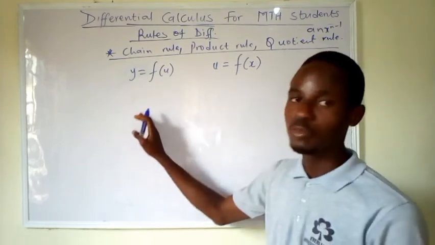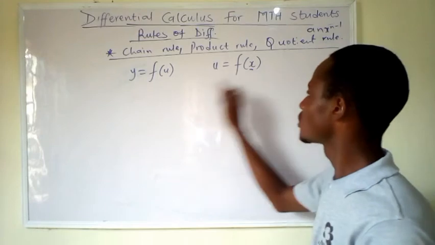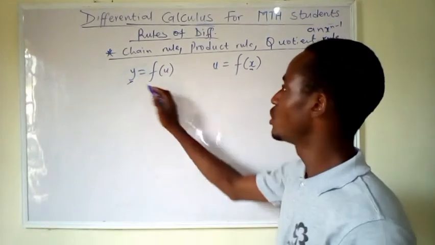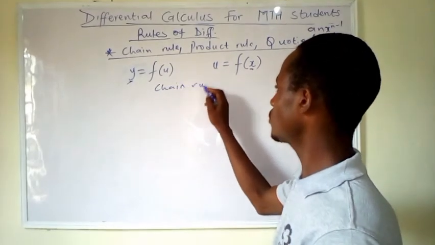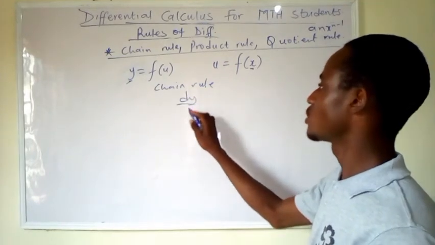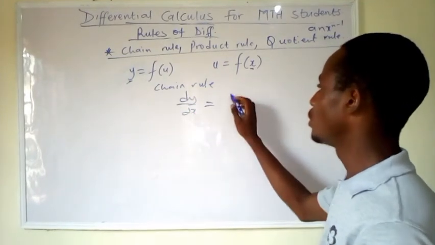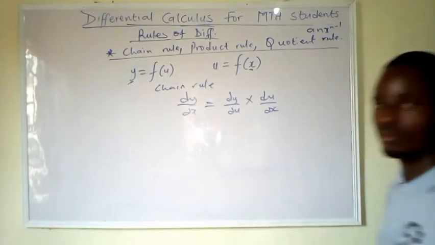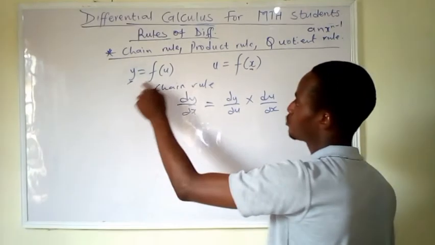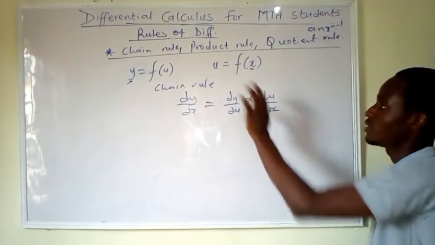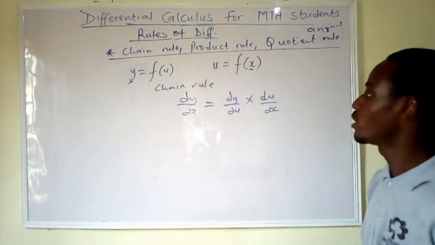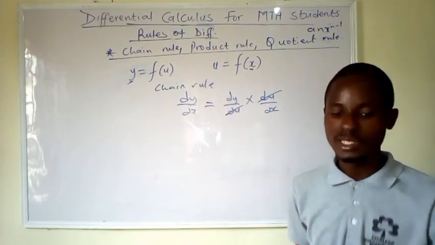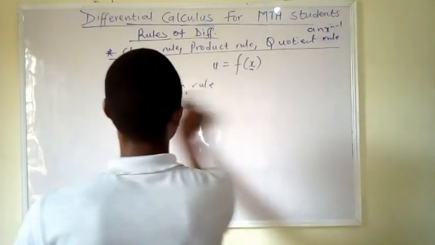So if I'm now to find the derivative of y with respect to x, how am I going to do it? Don't forget that y is a function of u. So the chain rule states that to find dy/dx, or probably y prime, that would be equal to dy/du times du/dx. So that means I'm differentiating y with respect to u, and I'm multiplying that with the derivative of u with respect to x. We cancel the du, and I would have dy/dx directly. So let's take that into a practical question.